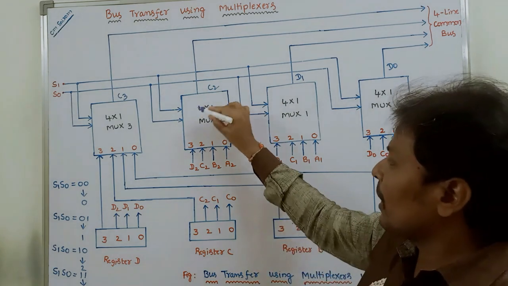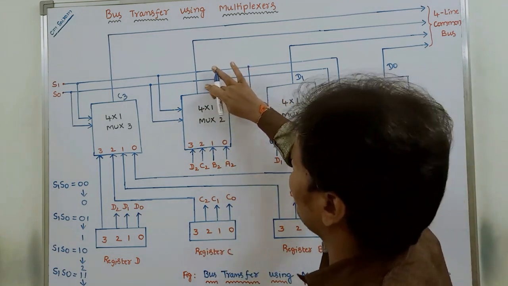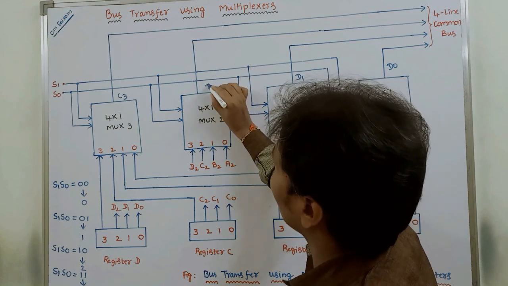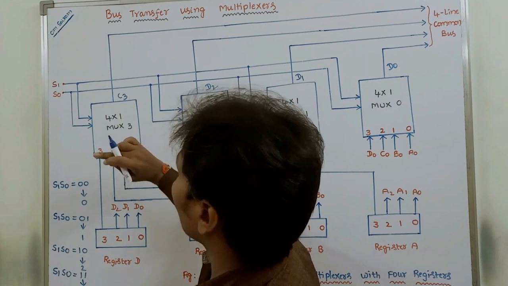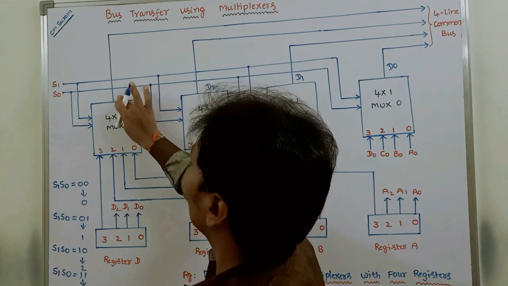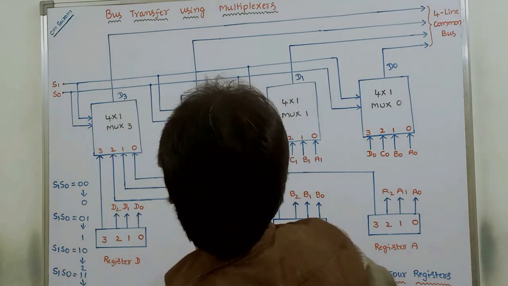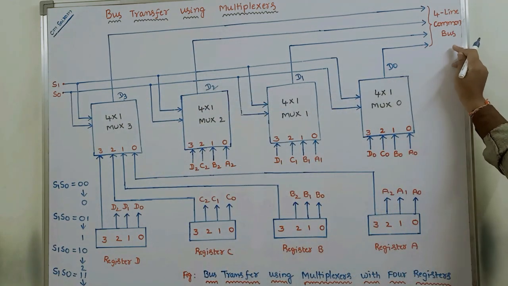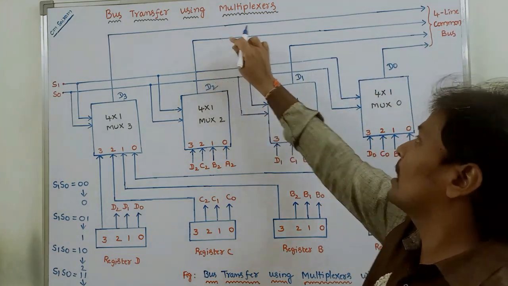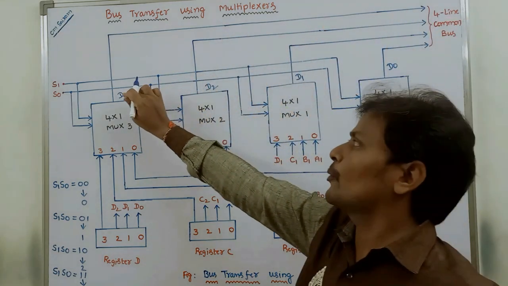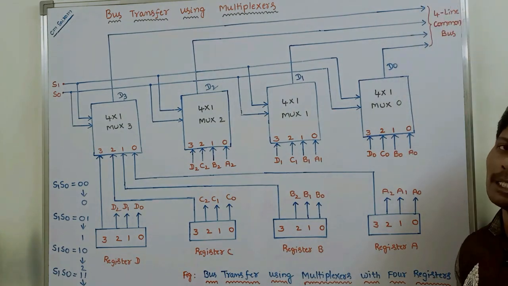In multiplexer 2, we have to select the third data input, that is D2. D2 is connected to the output line. In multiplexer 3, we are selecting the D3. So D3 is connected to the output line. So D0 is connected to 4-line common bus, D1 is connected to 4-line common bus, D2 is connected to 4-line common bus, D3 is connected to 4-line common bus.